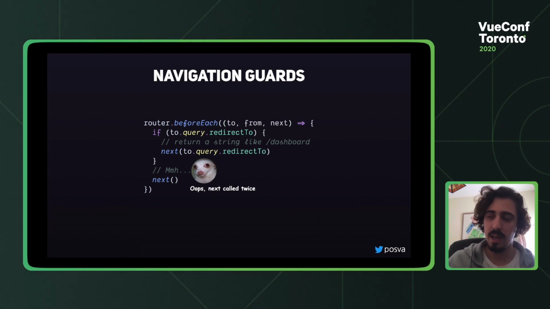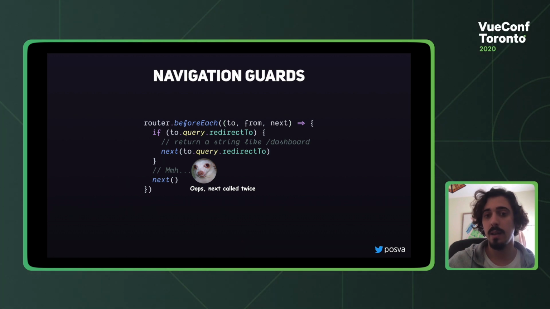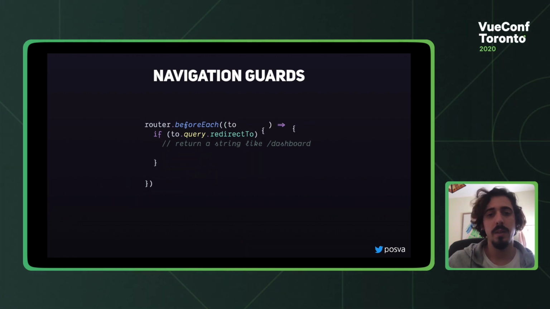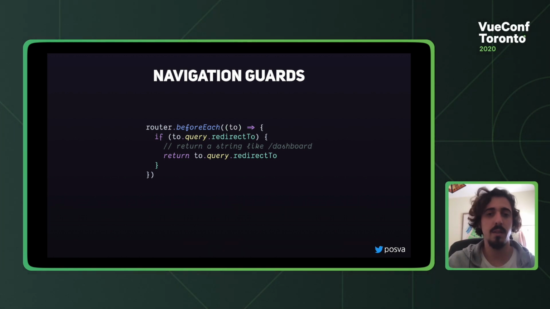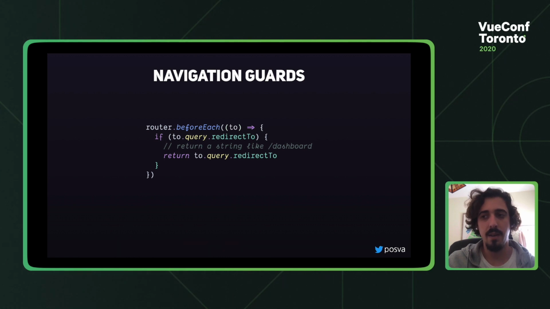So if we have something that we can only call once, why not directly use a return? So instead, in Vue Router 4, what we do is we return the value that we would have passed to next. This allows us to omit any parameter that is no longer used, like the from, and the function. And if we don't return anything, the navigation guard is going to resolve automatically. So you won't have navigation guards hanging around and navigation never finishing.